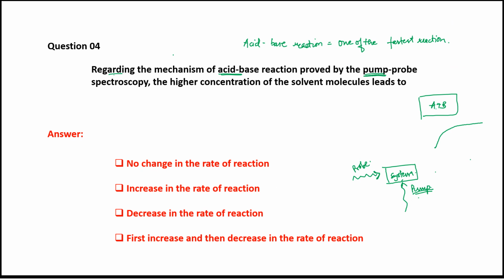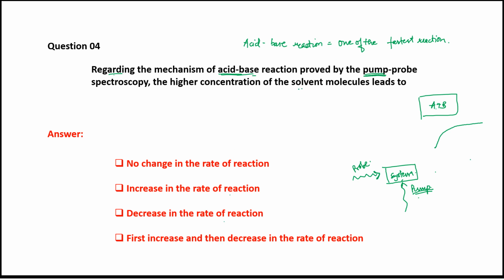First, the options for this question were given. First, we have discussed what is the mechanism in a short way. Next, what they have asked, now we can easily get the answer to this question. Regarding the mechanism of acid base reaction proved by pump probe spectroscopy, higher concentration of solvent molecules leads to: no change in the rate of reaction, increase in the rate of the reaction, decrease in the rate of reaction, or first increase then decrease in the rate of reaction.